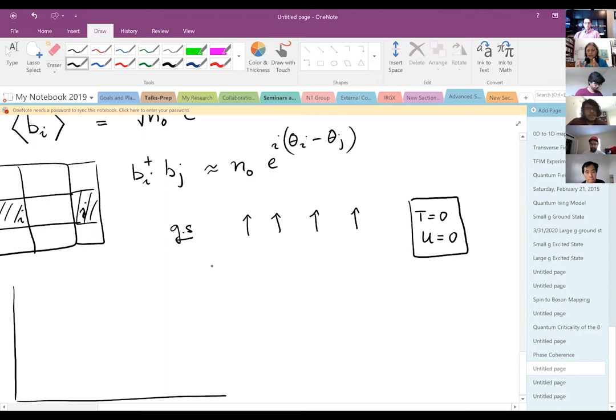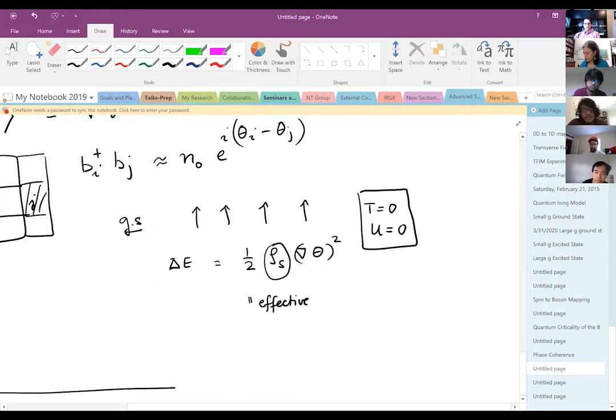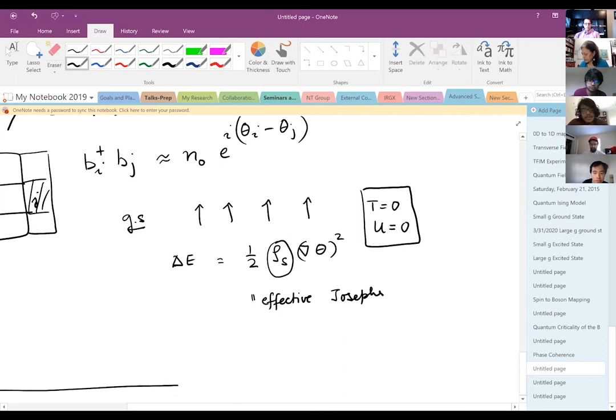And now I want to figure out what is the strength of the effective coupling between them. That is what is captured by delta E, which goes like one half rho_s (grad theta) squared. So rho_s is a measure of some effective coupling between phases. You can call it an effective Josephson coupling if you come from a superconducting background. Josephson didn't do it in this context, but it's relevant.